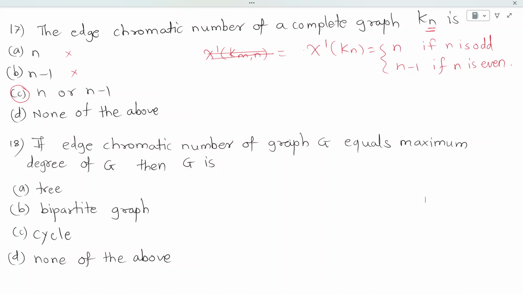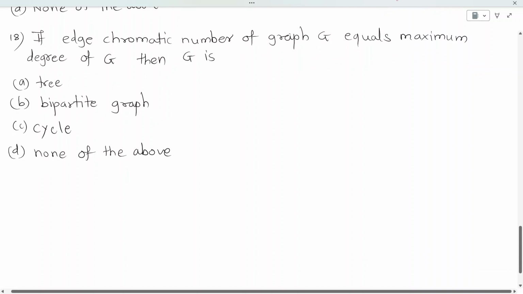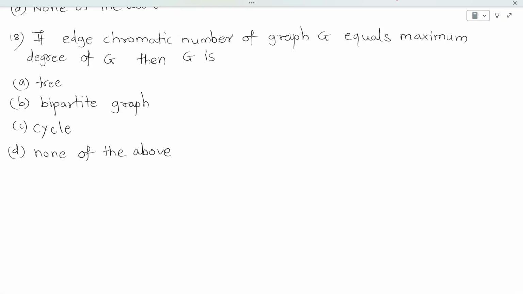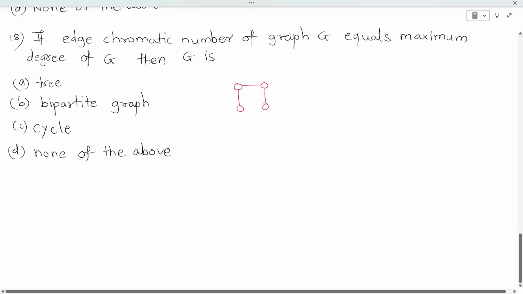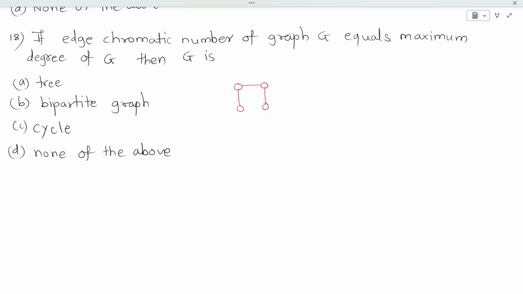Last MCQ is, if edge chromatic number of a graph G equals maximum degree of G, then G is. Okay, so we have a cycle. So let us define for cycle: edge chromatic number of graph G equal to maximum degree of G, then G is. I have considered this cycle. We have given color 1 to edge AB, color 2 to BC, color 1 to CD, 2 to DE. Now we cannot assign color 1 and 2 to EA, so we have to use color 3 to color edge AE. So chi dash of C5 is equal to 3. Here maximum degree delta of C5 is equal to 2, but chi dash of C5 is equal to 3. So edge chromatic number is not equal to maximum degree for a cycle. So the cycle option is incorrect.